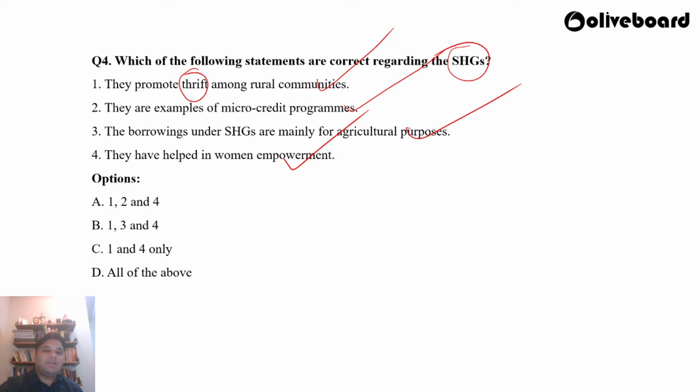Which of the following statements are correct regarding self-help groups? They promote thrift among rural communities. They are examples of microcredit programs. Third, the borrowings under SHGs are mainly for agricultural purposes. Fourth, they have helped in women empowerment. What do you think is the correct answer? A, 1, 2, and 4. B, 1, 3, and 4. C, 1 and 4 only. D, all of the above. What do you think is the correct answer, boys and girls? I'll wait for another 10 seconds for you to give the correct answer.